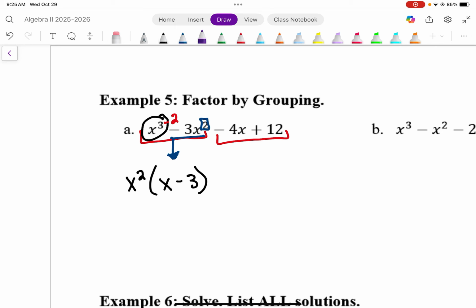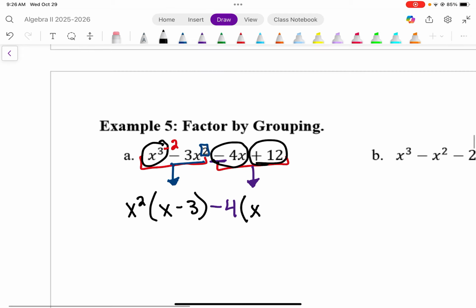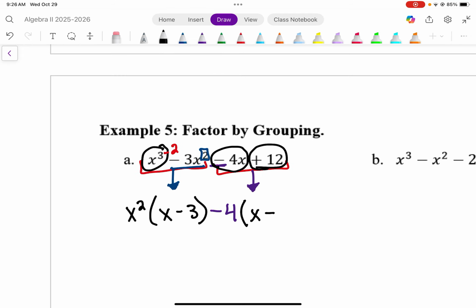Okay. Then if we look at the second group, we do not have a variable with both of them, so we're going to just look at the coefficients and see if we can factor out a number. When the first value is negative, you are going to be factoring out a negative, so make sure you don't forget that. And then 4 and 12, the GCF, or the greatest common factor, is 4, so we can factor that out from both of them. From a negative 4x, if we factor out a negative 4, we are left with x. And then a positive 12, when we factor out a negative 4, we're going to get the opposite sign. And then we would be left with a 3.